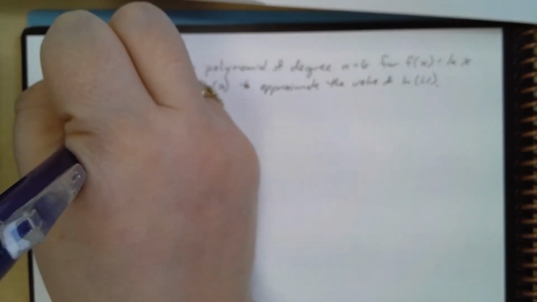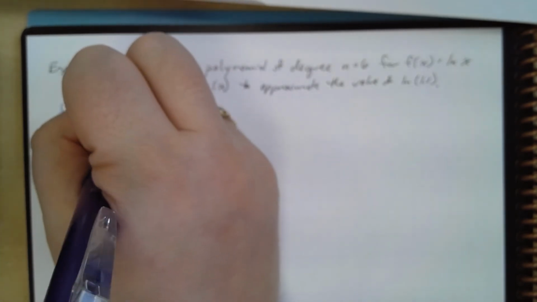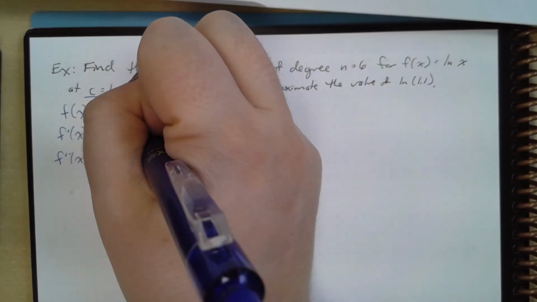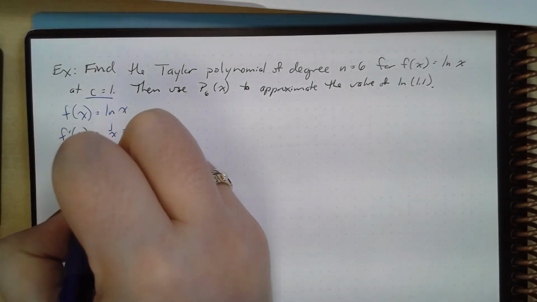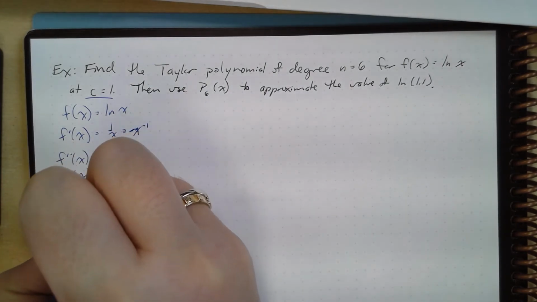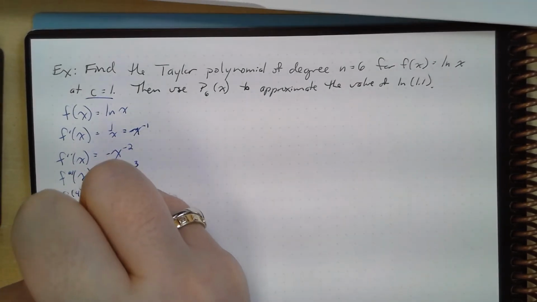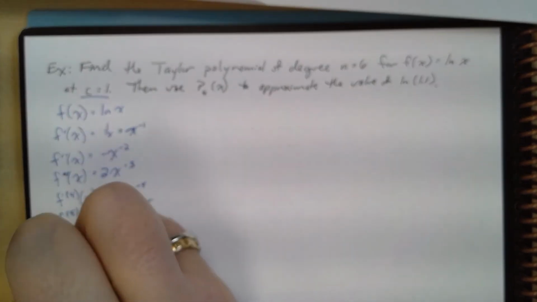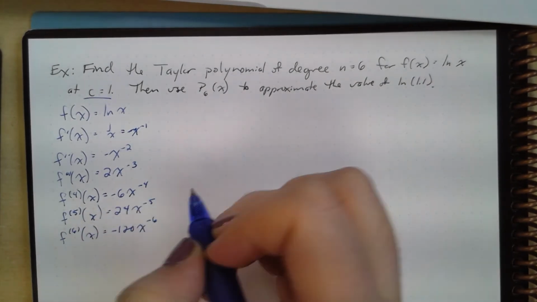Prime of x, 1 over x. f double prime of x is equal to negative x to the negative 2. And I'm going to leave it like this. Oops, x to the negative 1, because it'll be easier to take those derivatives. All right, so then we've got 2x to the negative 3, negative 6x to the negative 4, 24x to the negative 5, and our sixth derivative, negative 120x to the negative 6.